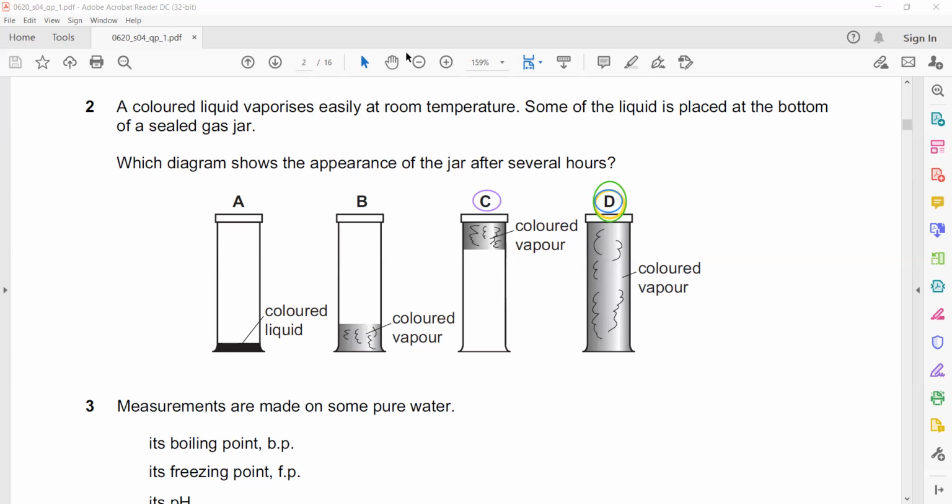So a colored liquid vaporizes easily at room temperature. Some of the liquid is placed at the bottom of a sealed jar. Which diagram shows the appearance? The liquid is there, and when it turns into vapor, it will vaporize and spread throughout the container. That's why D is the right answer.